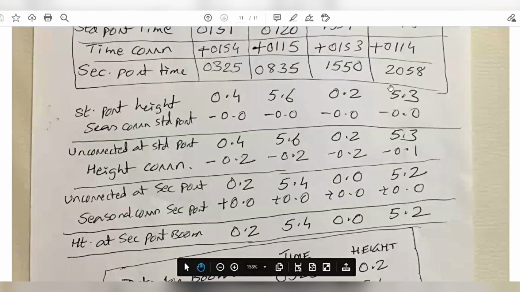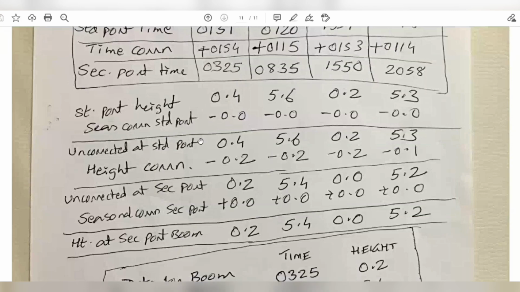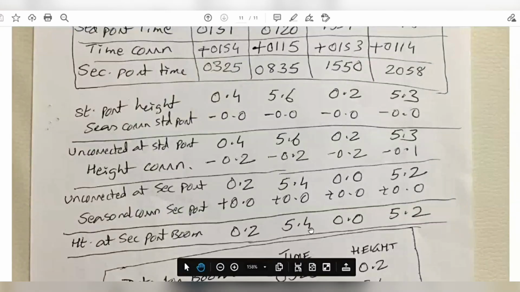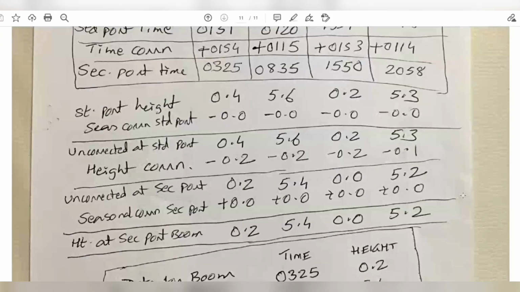So see the sequence and let me know if you have not understood any part of this sequence. Standard port, seasonal correction, standard port, subtract. Then you get uncorrected height at standard port. Apply height correction. Where to get it, I will show you. Then when you apply this height correction, what will you get? Uncorrected at secondary port. Now add seasonal correction for secondary port. What will you get? Height at secondary port. Boom. So if there was a tide table made for Boom, it will contain these heights, which are including this seasonal correction. Let me know if anyone has not got the general idea behind this.